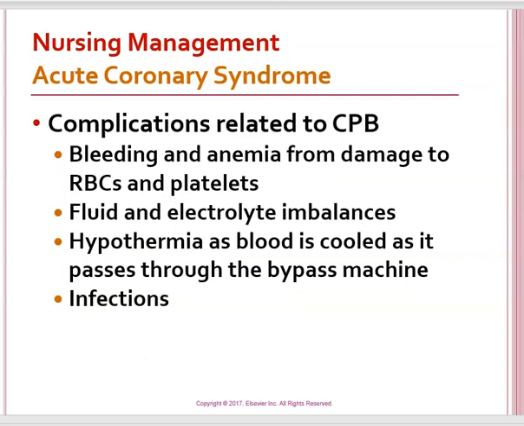Okay, I told you about the complications of their cardiopulmonary bypass. It does chop up the platelets, so they have an increased risk of bleeding. Fluid and electrolyte imbalances can occur because now we have extended the size of their circulatory system to go through that. So there can be hemodilutional factors here. They're hypothermic. The blood is cooled as it goes through that bypass machine. So they will be cold when they come back to you. And there is a risk of infection. It's a foreign body in there, isn't it?